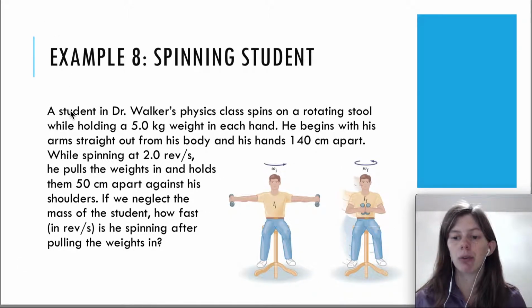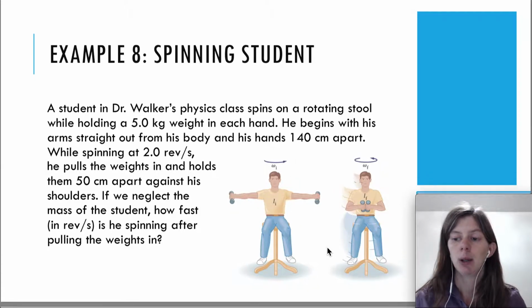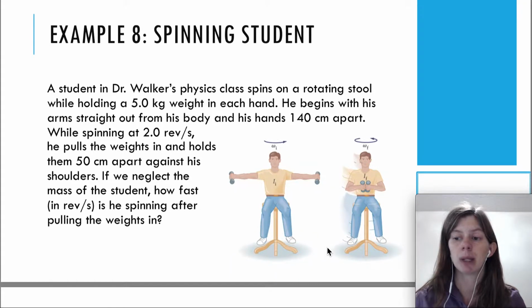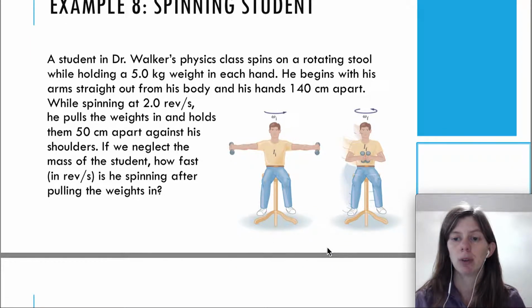So this is a fun one that I actually do as a demonstration in class, where I have a rotating stool and I ask a volunteer to come up and hold some weights, and then I spin the volunteer and I tell him or her to bring their arms in, and then the person spins faster. It's kind of fun because sometimes they lose their balance a little bit, but they end up spinning very quickly sometimes, so it's pretty impressive.